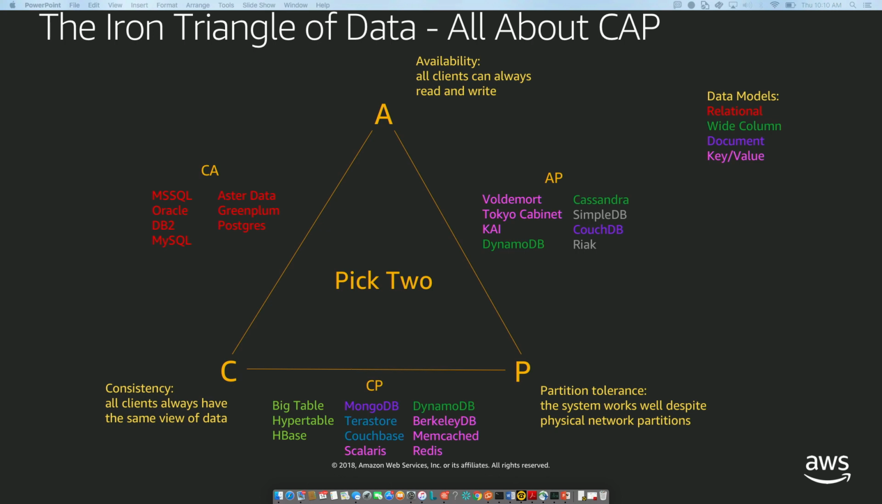Now, databases have to choose between these three key elements. They have to choose two of them, and they have to sacrifice one. They have to make a decision on what they're going to sacrifice among these three pillars.